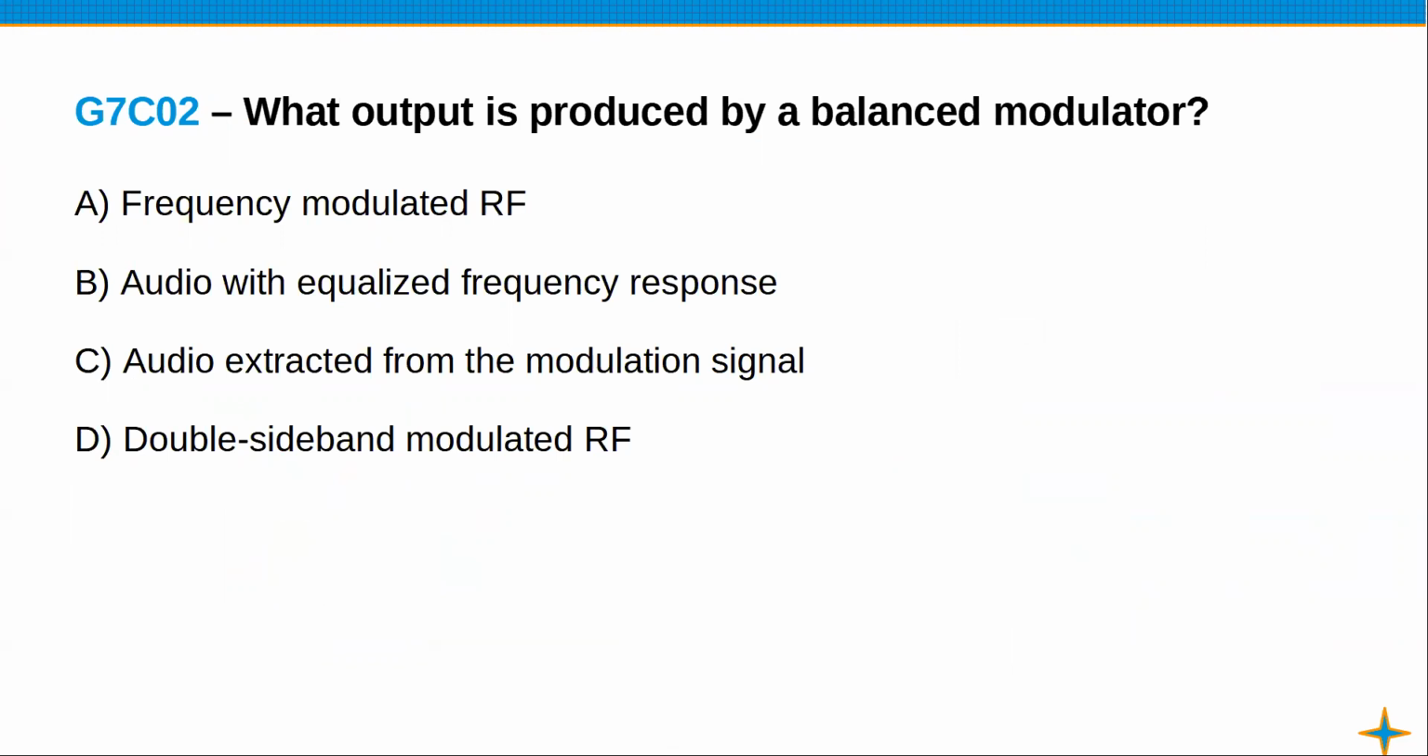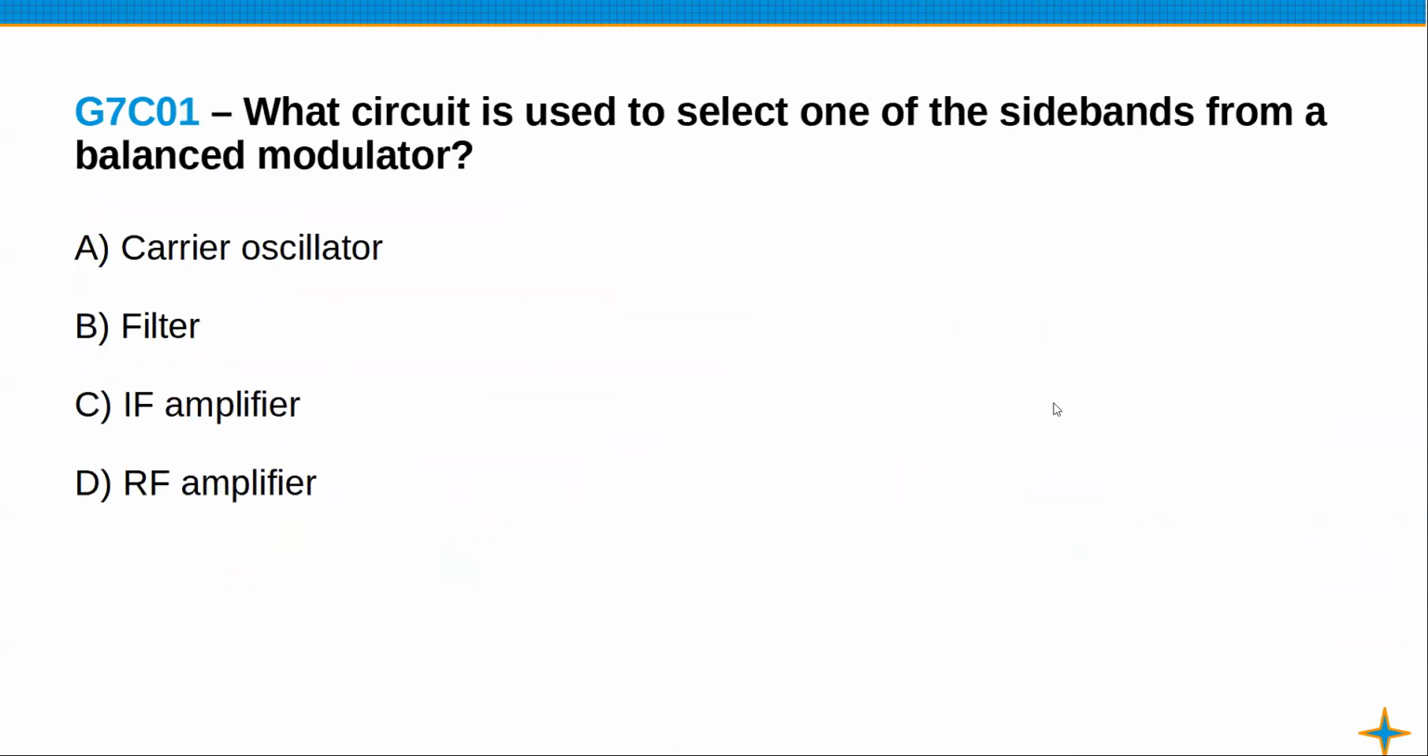Okay, what output is produced by a balanced modulator? Not upper sideband. Right. Double sideband, no carrier. What circuit is used to select one of the sidebands from a balanced modulator? So how do we get rid of a sideband? What do you do when you want to get rid of something? Filter that. All right, filter it.